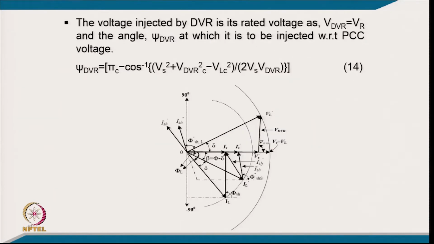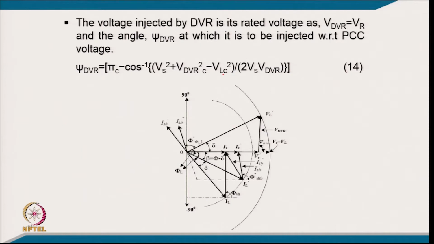So, the voltage injected by the DVR is rated at voltage V DVR equal to VR and the angle phi DVR at which the voltage is injected can be calculated as phi DVR equal to pi minus cos inverse of (Vs square plus VDVR square minus VLC square) divided by 2 Vs VDVR.